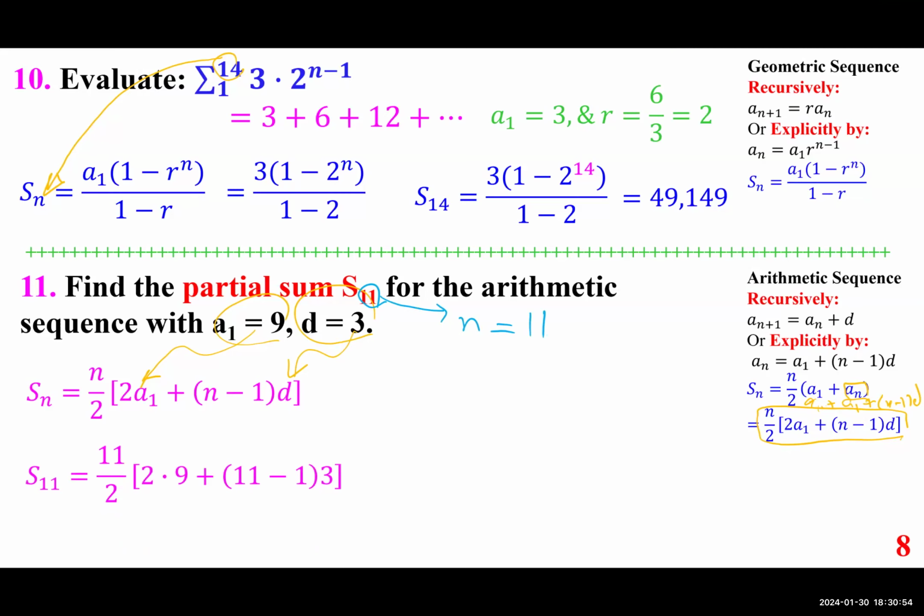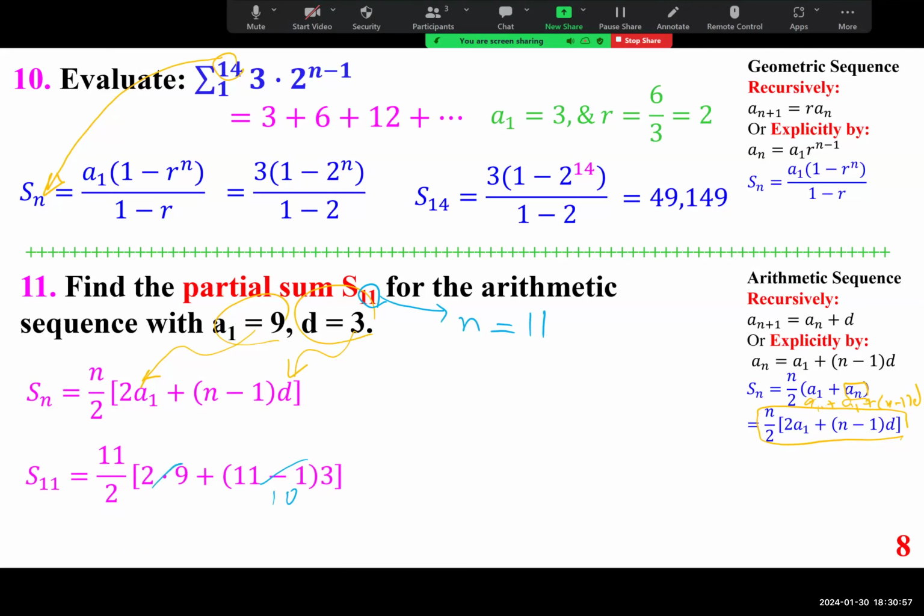So obviously this is 10 times 3, 30, 2 times 9, 18. 48 divided by 2 is 24. 24 times 11, 264.